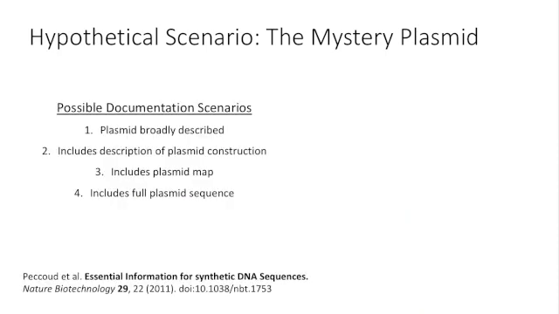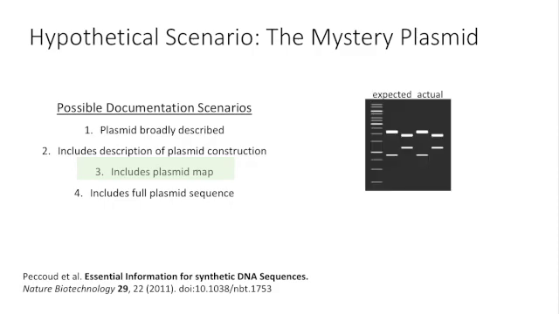The plasmid was likely documented in the paper one of four ways. Most likely, the relevant features of the plasmid were described. If she's lucky, there might have been a description of how the plasmid was constructed in the methods. But it's very unlikely that the paper included a map of the plasmid, and it almost certainly did not include the full plasmid sequence. For the sake of argument, we'll assume the manuscript included a plasmid map.